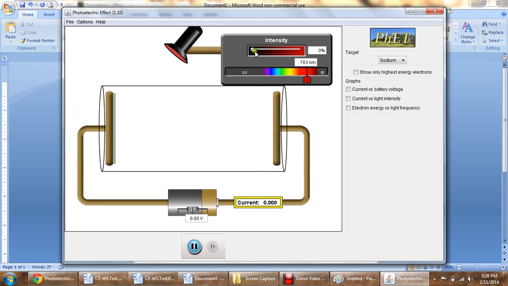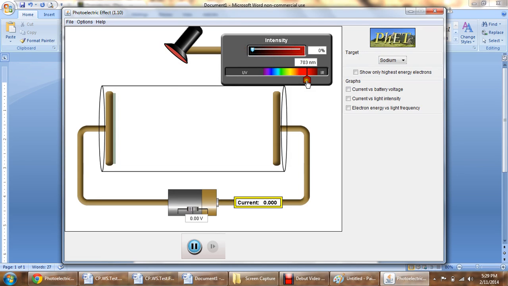So we start with red light. We'll turn on the red light. 10%, no activity. 20, nothing. 50%, nothing. 60, 70, 80, 90, max brightness. We see that the amplitude of this red light is not doing anything to the metal. So red light doesn't seem to contain enough energy to break free electrons.